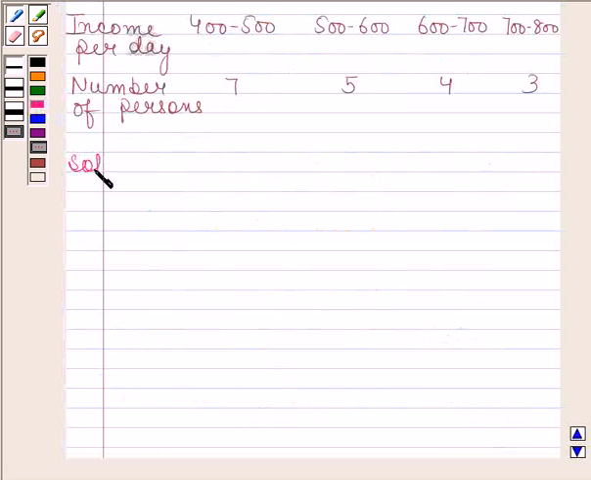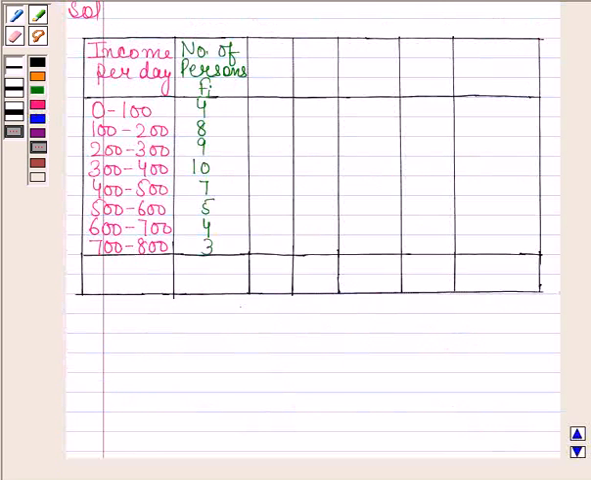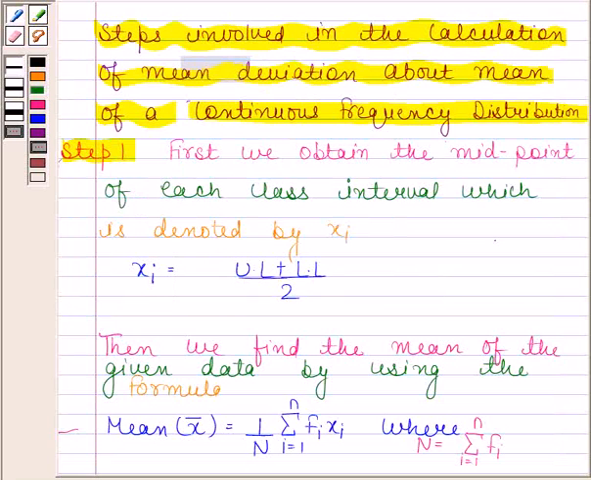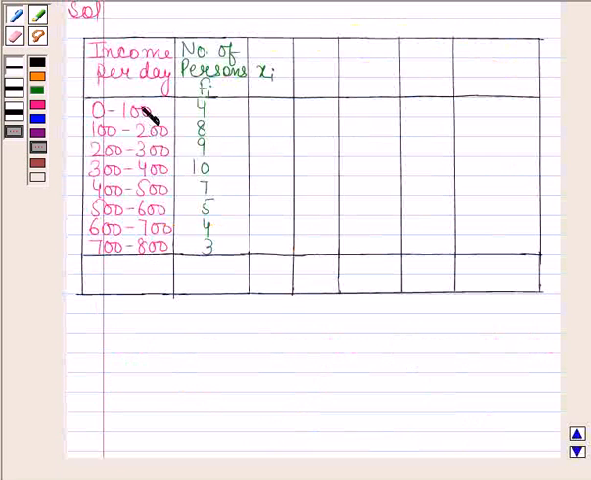We will first make a table. We have written the given information in the first two columns. Now we will first find midpoint of each class interval, and we know that midpoint is denoted by xi. We know that midpoint is obtained by adding upper limit and lower limit and then dividing this by 2. So using this, midpoint of class interval 0 to 100 is 0 plus 100 divided by 2, and this is equal to 50.